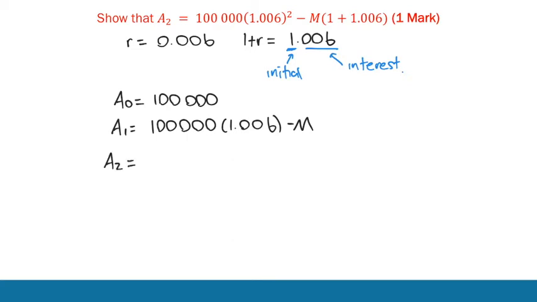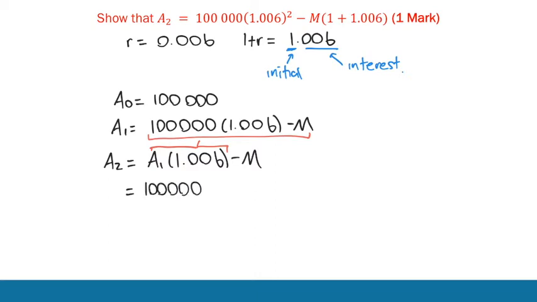A2, the exact same thing happens, but we don't start with 100,000. We start with that A1 amount. But we do the same thing. We apply the interest and subtract a repayment. From here, let's take this expression for A1 and pop it into this part of the expression here. When we do that, we're essentially multiplying everything in A1 by 1.006. That gives us 100,000, 1.006 squared, minus m lots of 1.006. And then we still have this extra minus m at the end.